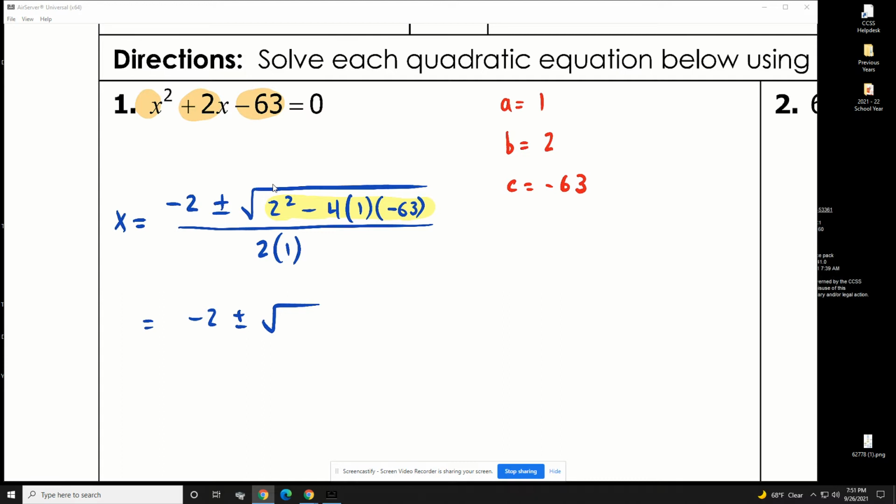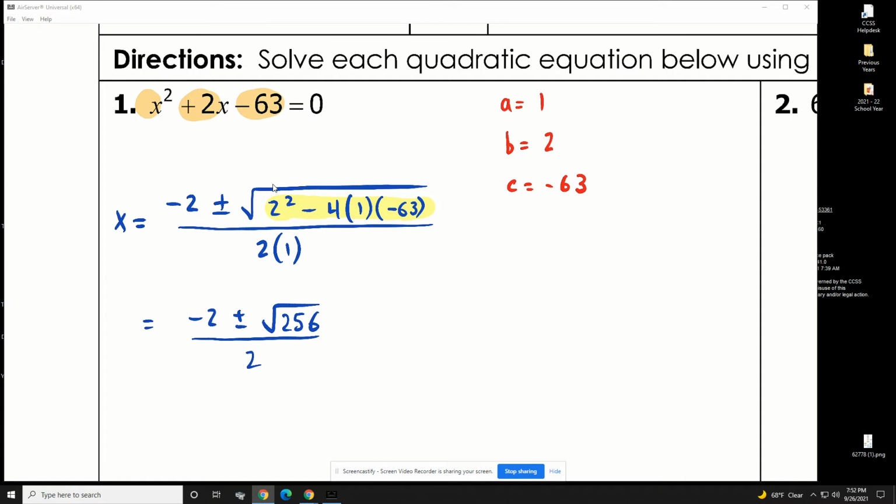So here we go. 2 squared minus 4 times 1 times negative 63. And that is 256. Now the reason I don't want you to go ahead and write the radical is because I want you to realize that sometimes it will be a perfect square, sometimes it won't. Sometimes it'll come right out of the radical, sometimes you'll have to break it down. So go ahead and just simplify the value that's inside the radical and leave it in there for the time being. And then on the bottom we've got 2.